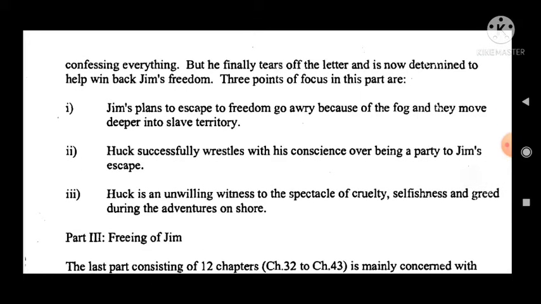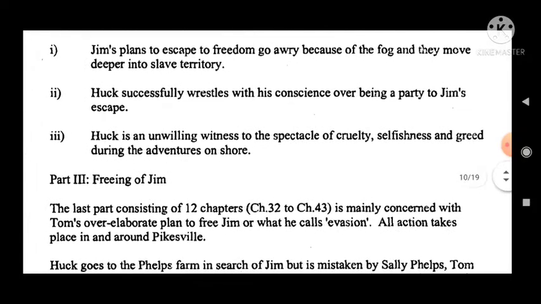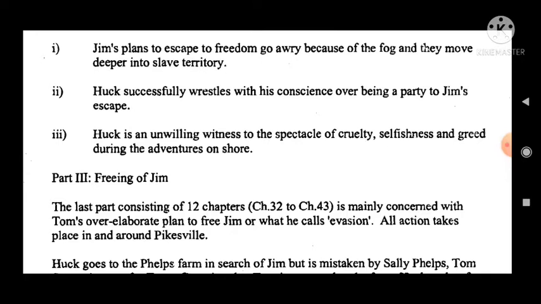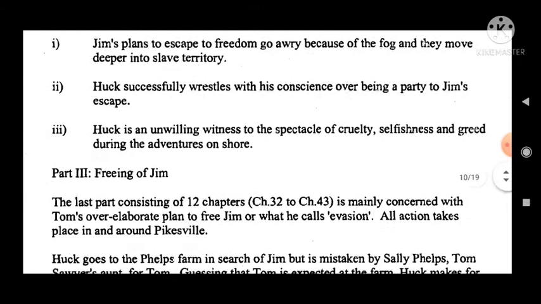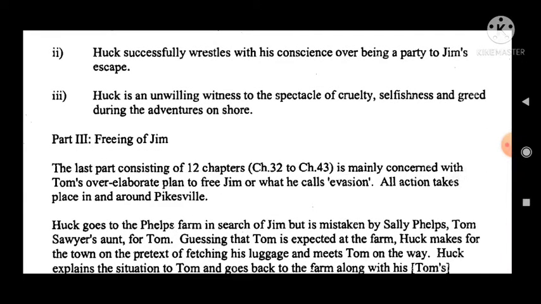Three points of focus in this part are: Jim's plans to escape to freedom go awry because of the fog, and they move deeper into slave territory. Huck successfully wrestles with his conscience over being a party to Jim's escape. Huck is an unwilling witness to the spectacle of cruelty, selfishness, and greed during the adventures on shore.